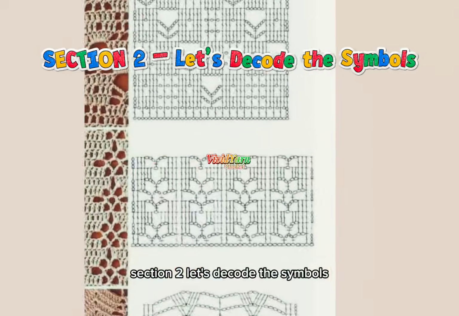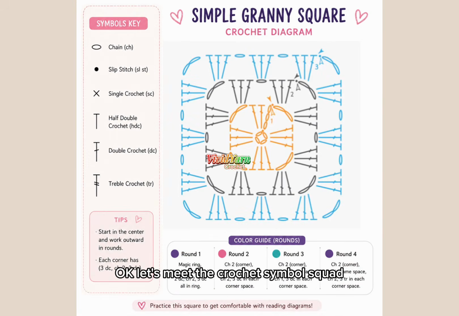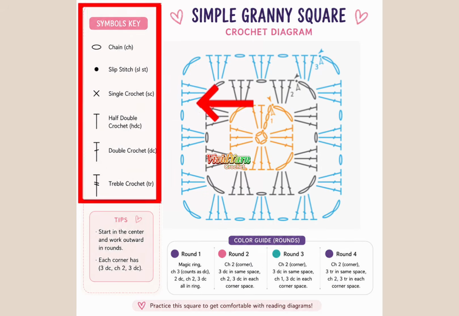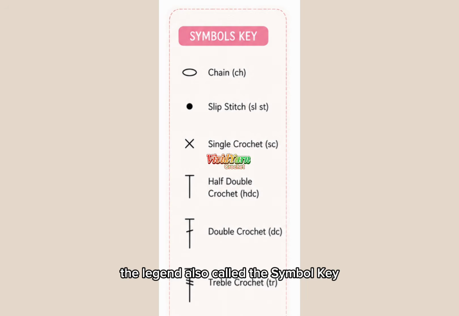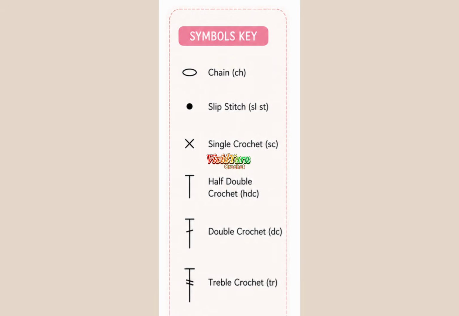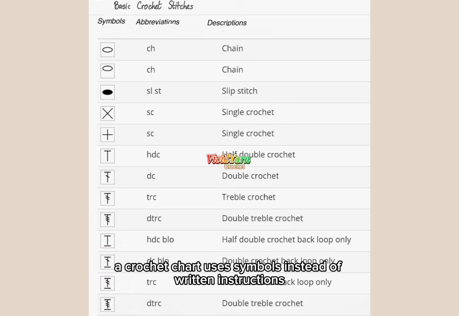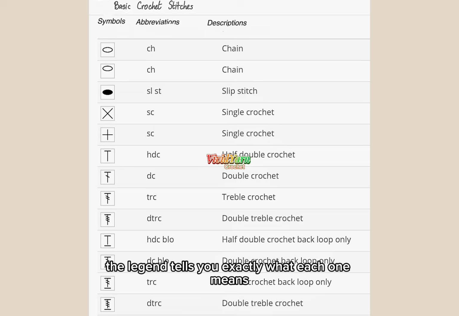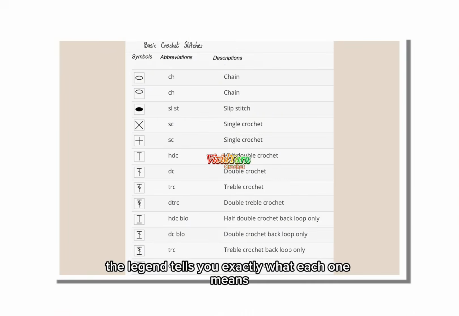Section 2. Let's decode the symbols. Okay, let's meet the crochet symbol squad. Before reading any crochet chart, there's one important thing you need to find first: the legend, also called the symbol key. Think of the legend as your crochet translation guide. A crochet chart uses symbols instead of written instructions, and each symbol represents a stitch. The legend tells you exactly what each one means.